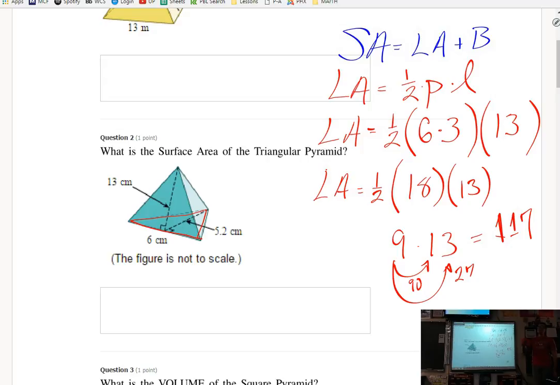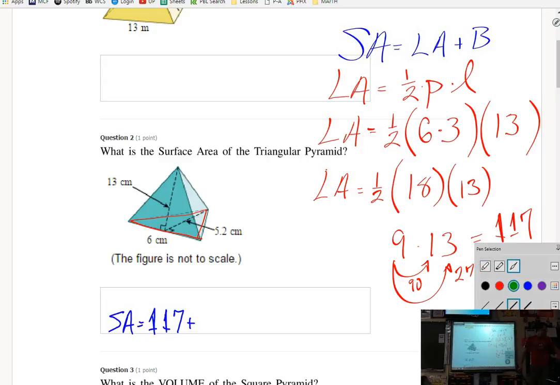So somewhere a few lines down your paper or off to the side, I would write, okay, when I get to this point, surface area is going to equal the 117 plus, and we're still waiting for our other value. Now, to find the area of a triangle, Derek, can you tell me the formula that I use for area of a triangle, since here my big B is this triangle?